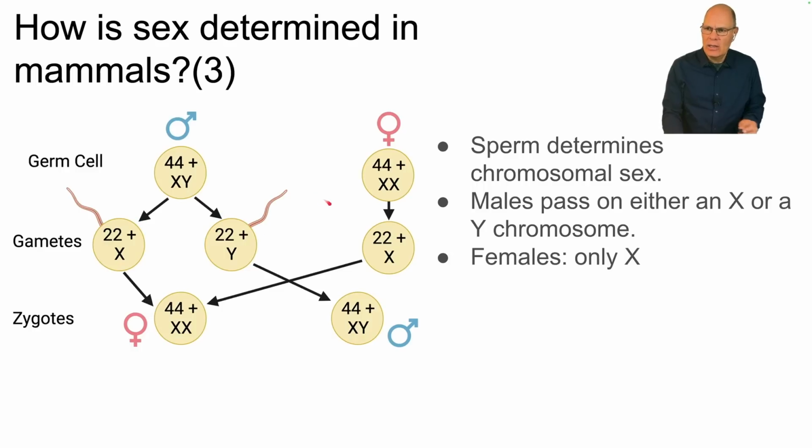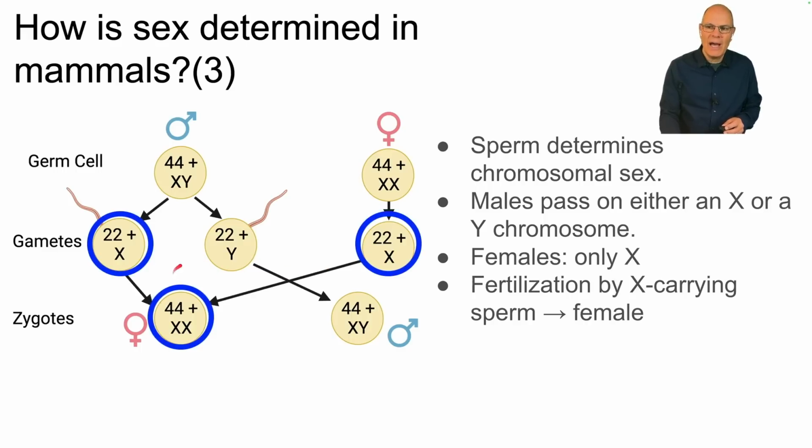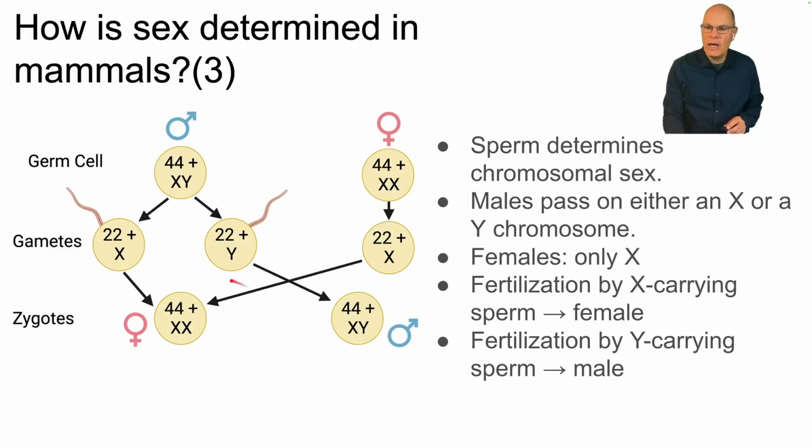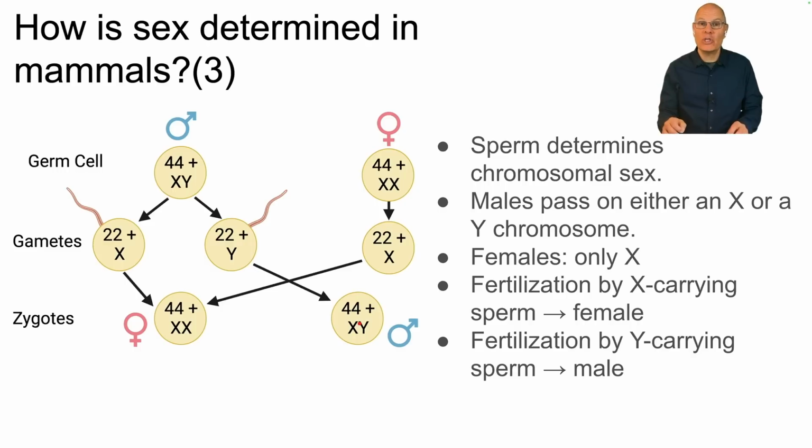The egg has two X chromosomes, so every single egg cell is going to have the X chromosome. If the egg is fertilized by an X-carrying sperm, then the zygote will have two X chromosomes and it'll develop into a female. If the sperm that's carrying the Y chromosome does the fertilization, then the resulting zygote will be XY and it'll develop into a male. That's chromosomal sex determination in all of the mammals.